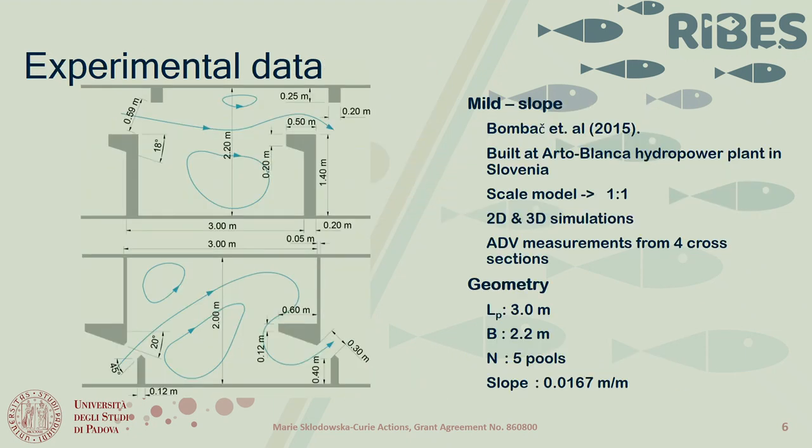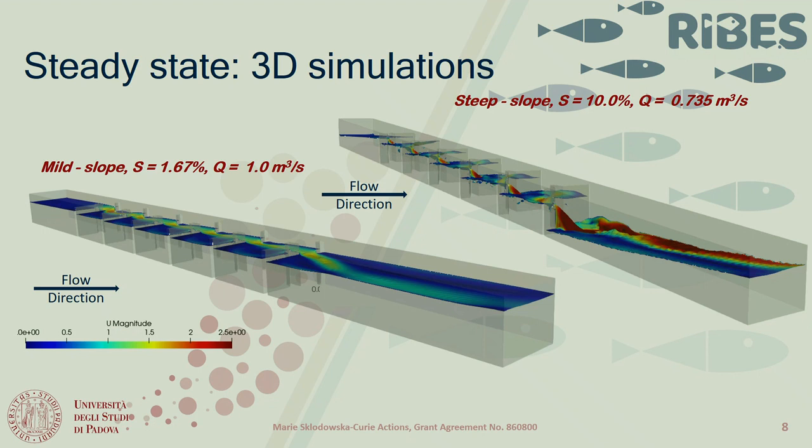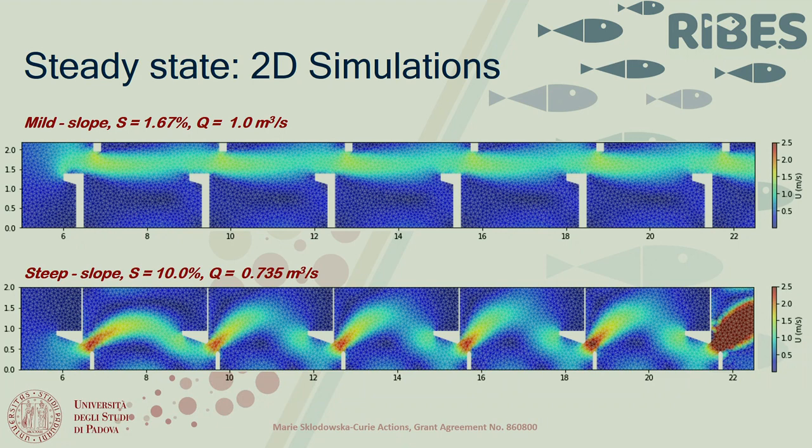So after a systematic literature review, we chose 2 geometries, a mild slope geometry built in Slovenia and a steep slope geometry tested in France. So you can see the difference is like 1% slope and 10% slope, and this is how it looks like. So we have on the left the mild slope one, and on the right the more turbulent vertical slot fishway. This is how it looks in the 2D.